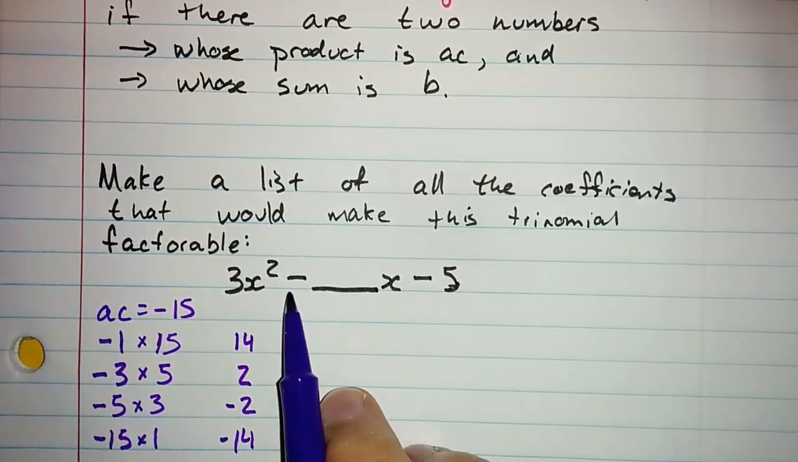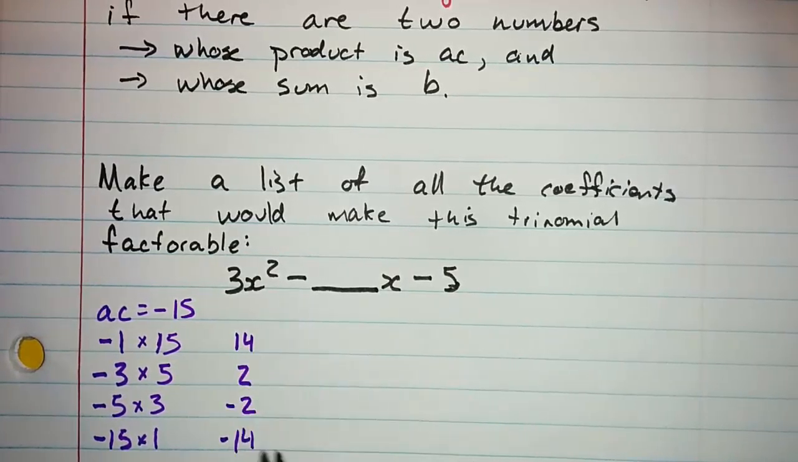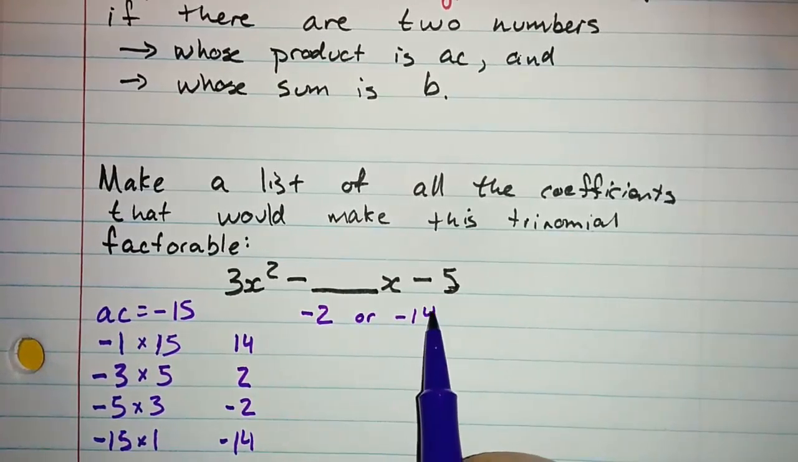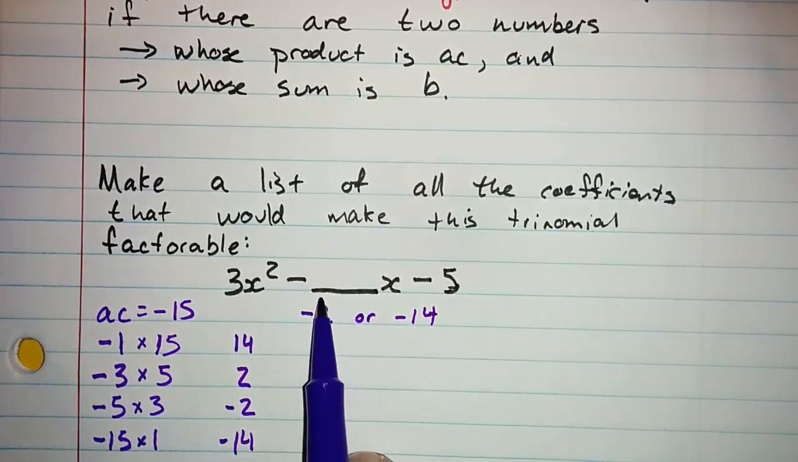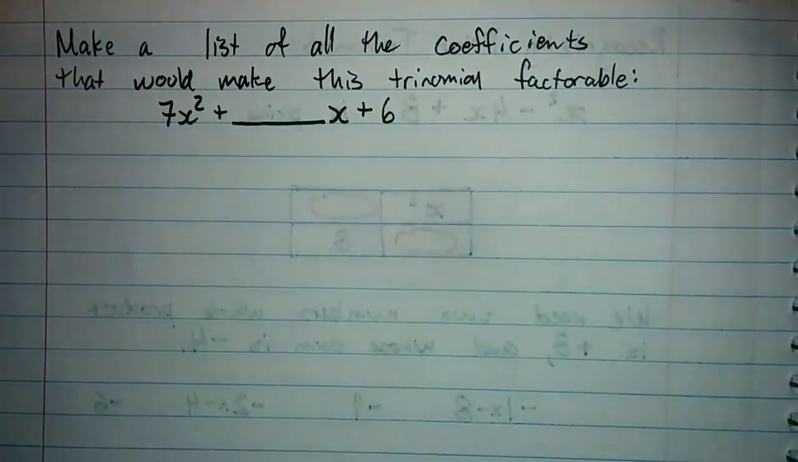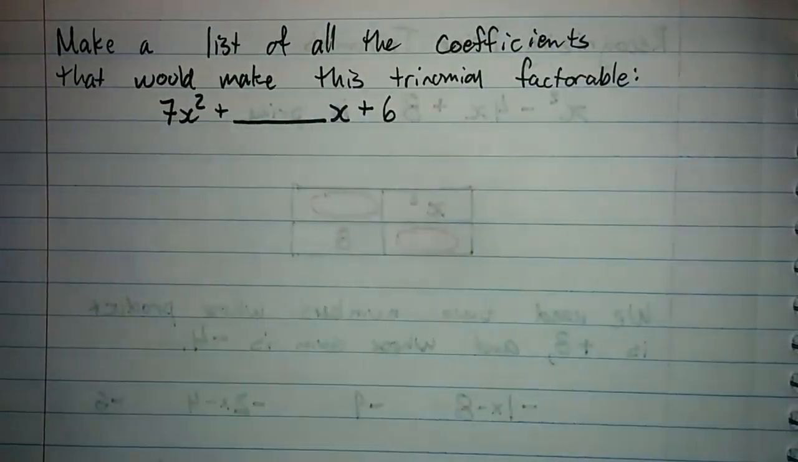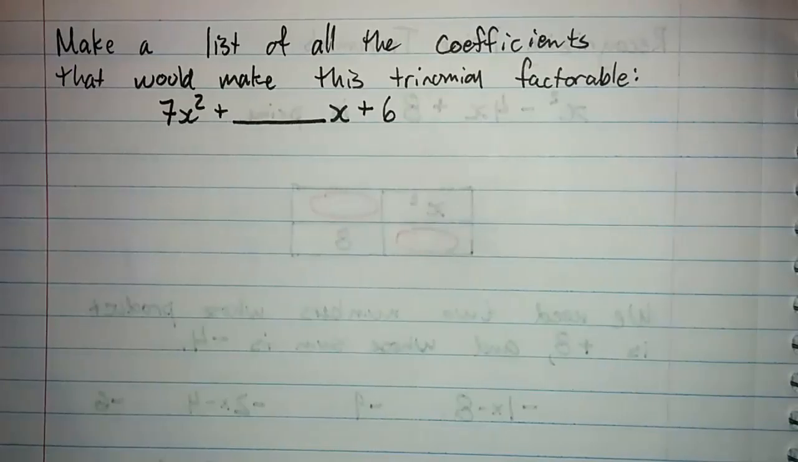So this is minus. This could be minus 2 or minus 14. And that's it. If I put any other number in the blank, this trinomial will be prime. I'm going to have you try a problem like this. Make a list of all the coefficients that would make this trinomial factorable. Pause the video and try this now.